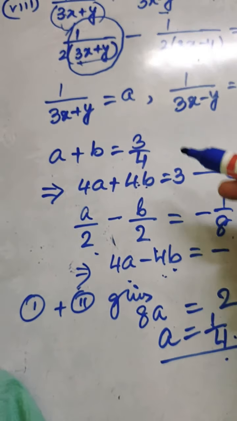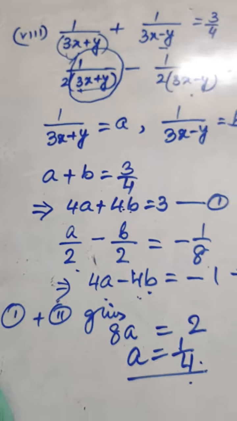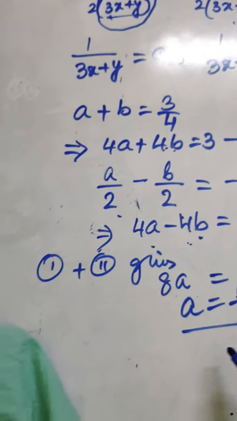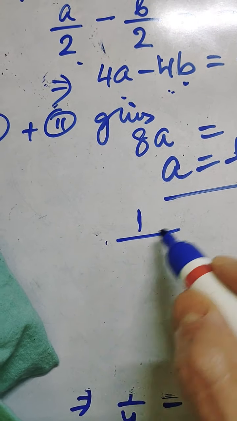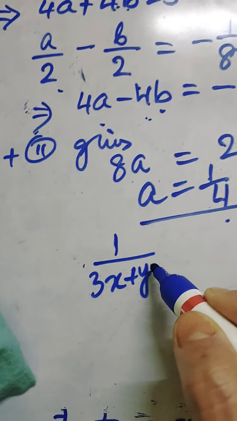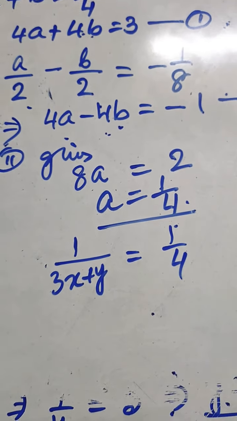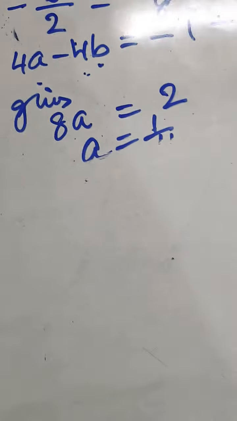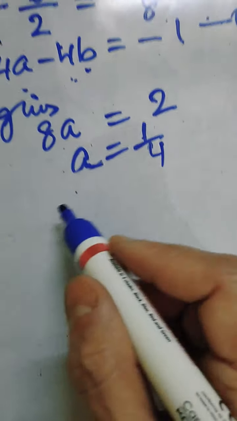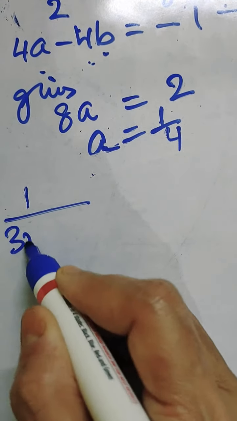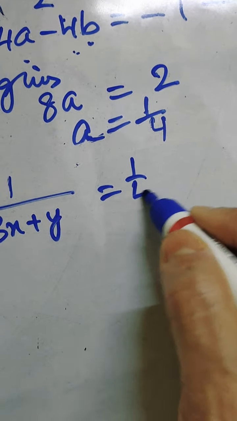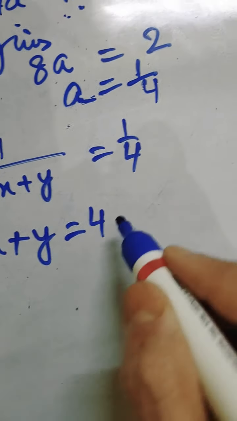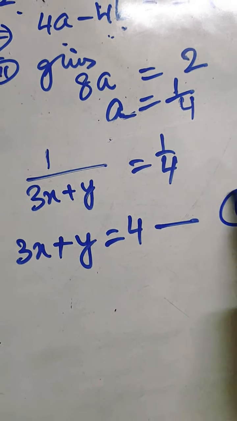Then you can go back to what was your a. A you have written as 1 by 3x plus y. So we will bring it back here. 1 by 3x plus y equal to 1 by 4. Then again you can take the reciprocal. So that gives you 3x plus y equal to 4. Keep it as equation 3.